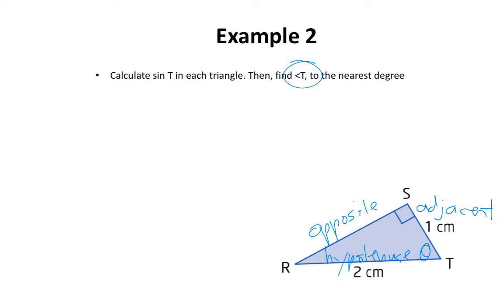At this point, we would need to decide what ratio we're going to be using. As you can see, I'm only given the side lengths of the adjacent and hypotenuse. Therefore, I cannot use the sine ratio. I'm going to have to use the cosine ratio, which is cos theta is equal to adjacent over hypotenuse.